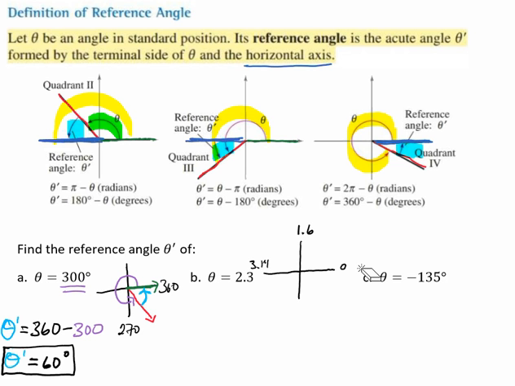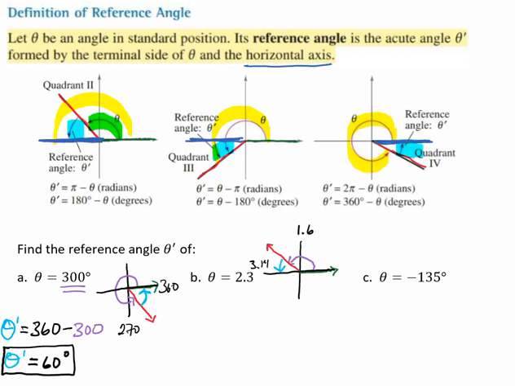And we know that 2.3 is going to be somewhere between that. So we're going to start at our initial spot, and we're going to finish at about 2.3. So something like that. So that tells us that this right there is our 2.3, and we're looking for our theta prime, right? We're looking for our theta prime.